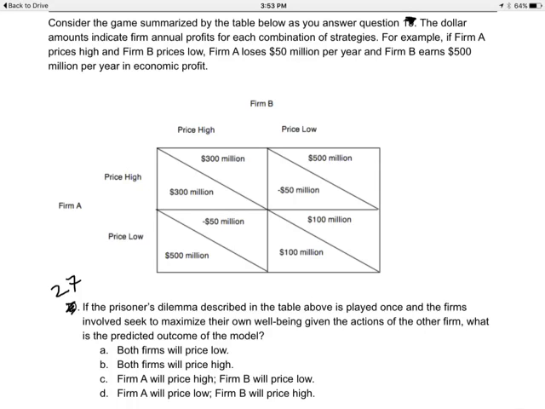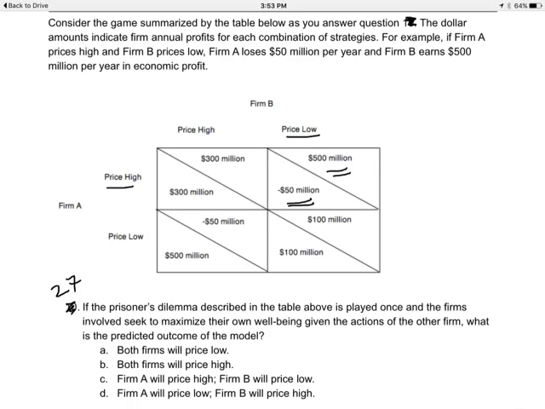This is number 27. I had, as you answer question 15, I didn't change that in the directions. That was just a typo. Anyway, consider the game summarized by the table below as you answer question 15. The dollar amounts indicate firm annual profits for each combination of strategies. For example, if firm A prices high and firm B prices low, that would be here and here. Firm A loses 50 million and firm B earns 500 million in profits, and so on.